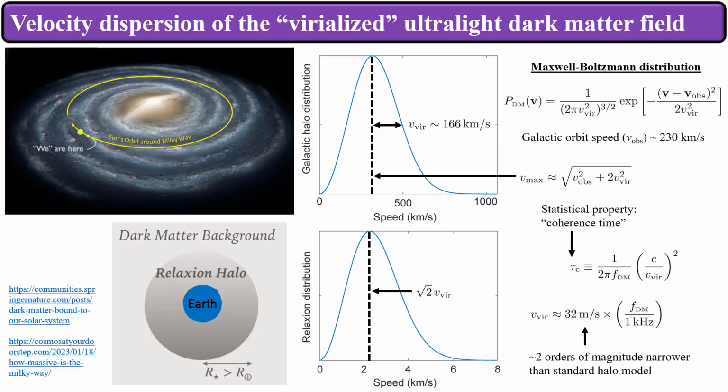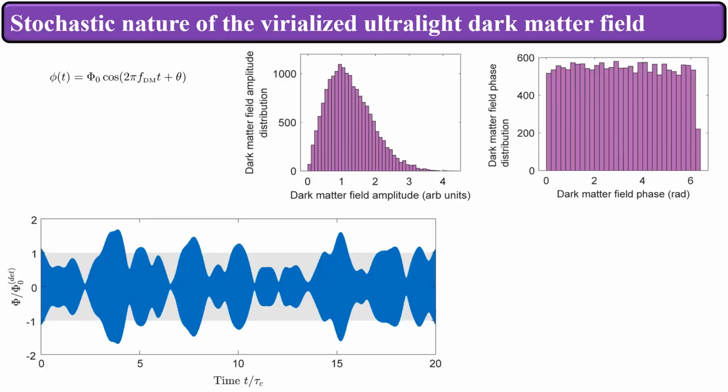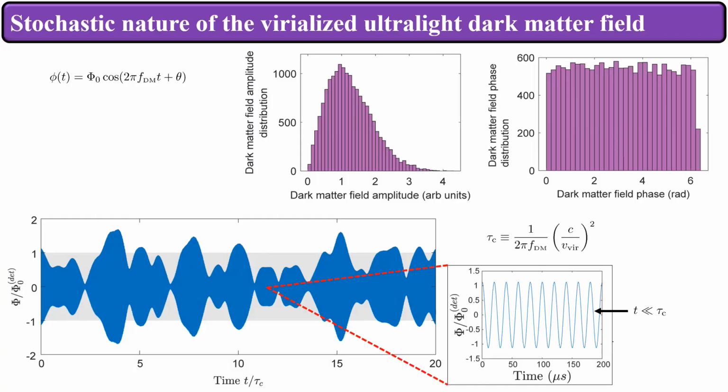These widths play an important role in the statistical properties of dark matter given in terms of the coherence time as follows. In other words, the dark matter field is stochastic, with the amplitude and phase being random variables drawn from these distributions. This simulation shows the behavior of such a stochastic field with the amplitude normalized by the average. It looks only like a cosine on timescales shorter than the coherence time.